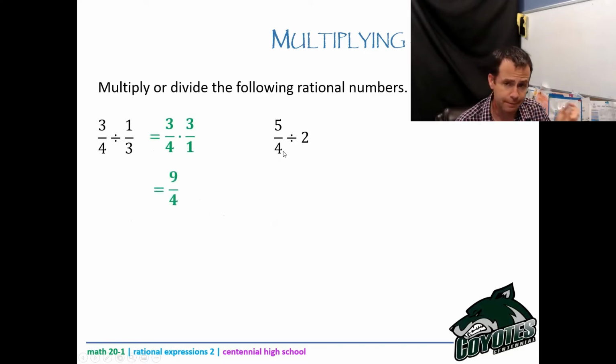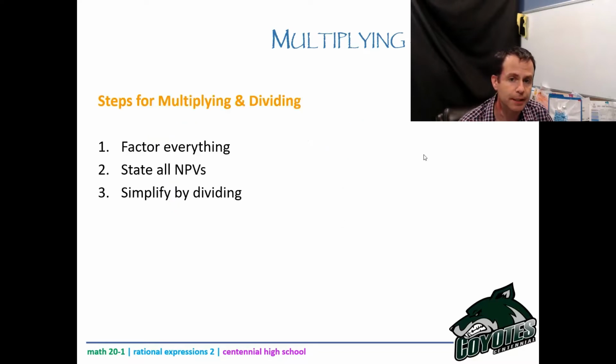Over here, I'd have 5/4 times 1/2, right? 2 flipped. 2 is 2/1. So if I flip that, that'd be 1/2. And then that would give me 5/8. Okay? All right. So steps for multiplying and dividing. Your first steps, no matter what the rational expression is, your first steps are always the same. You want to factor everything, and then you want to state all the NPVs.